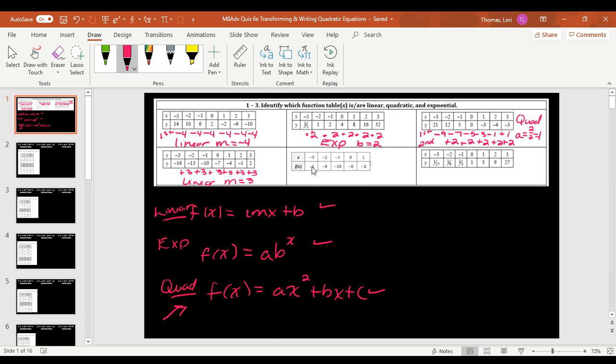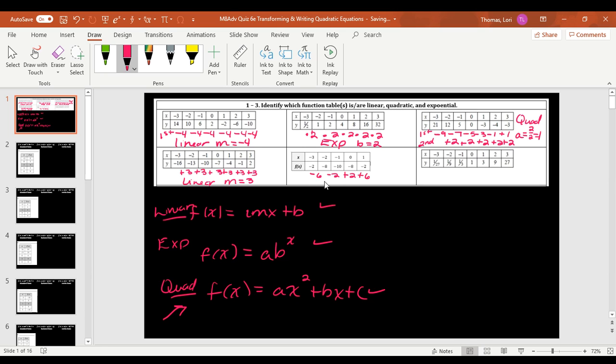Okay, the next one, we're going from negative 2 to negative 8. It doesn't look like it's been multiplied by anything. So immediately just find the first difference. So that's going down 6, and then I'm going down 2, and then back up 2, and then I'm going up 6.